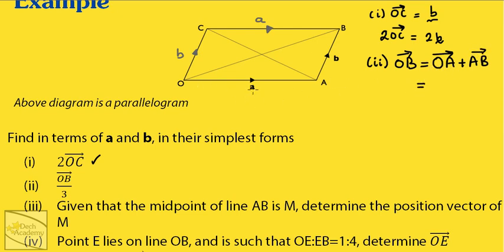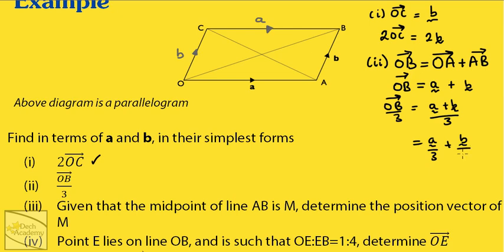The vector OA is this vector A, and the vector AB is lowercase b. So we know that OB in terms of A and B is A plus B. But we're interested in OB over 3, which is simply A plus B all divided by 3, which is the same thing as vector A divided by 3 plus the vector B divided by 3.